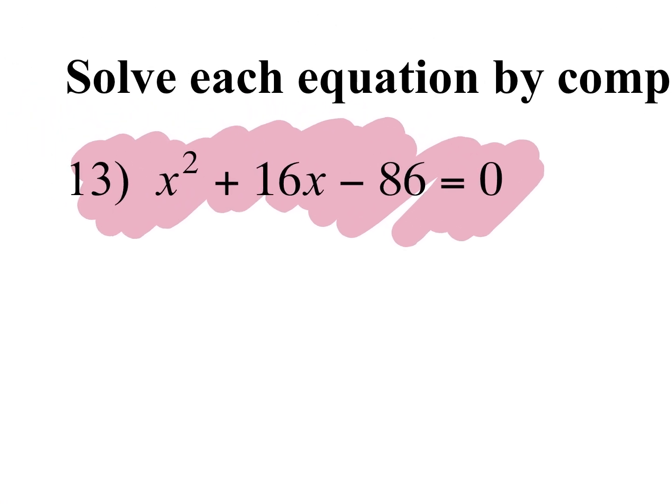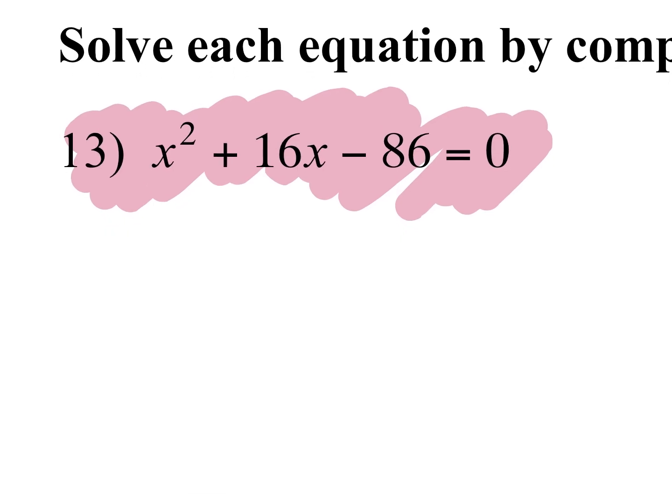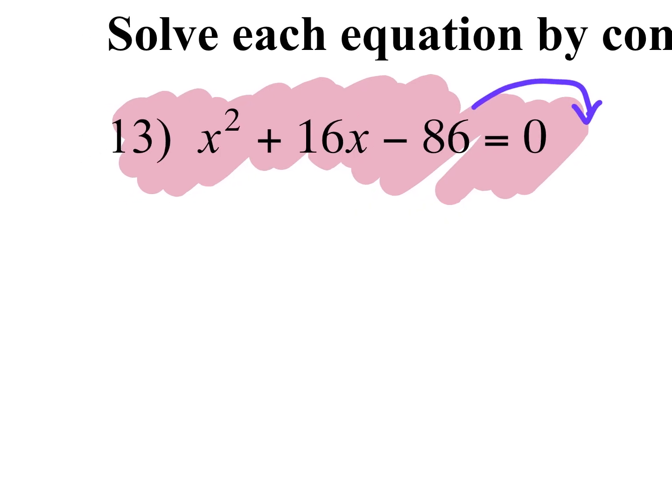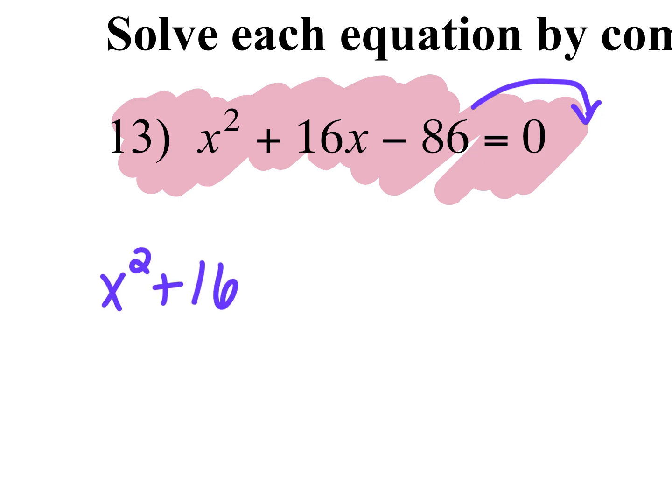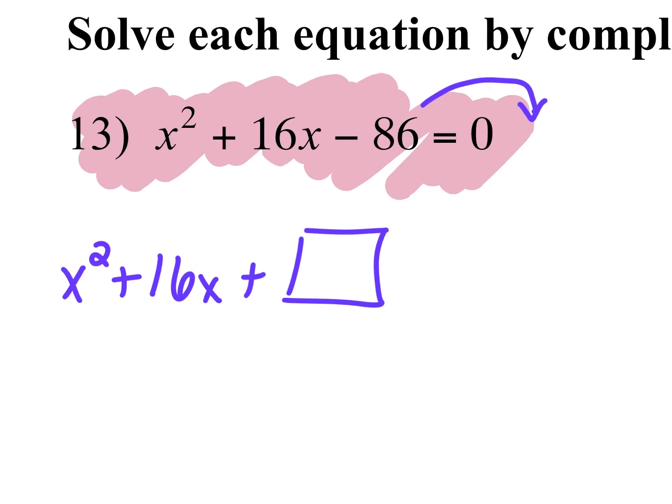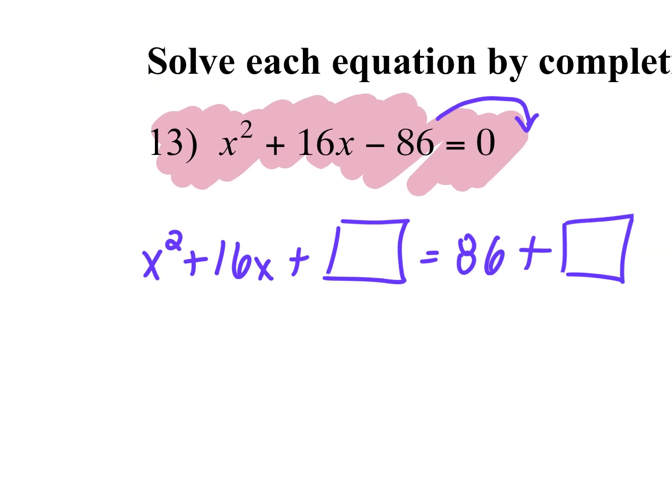So how do we complete the square? First thing we have to do when we complete the square is take your constant and move it to the other side. So when I take negative 86 and I move it to the other side, what does that become? So x squared plus 16x plus my square that I have to complete equals 86 plus another square. Because remember, what you do to one side of an equation, you do to the other.